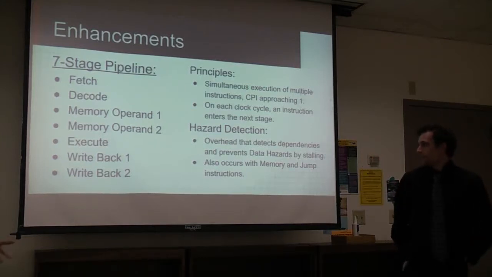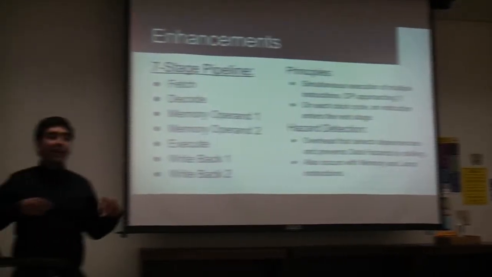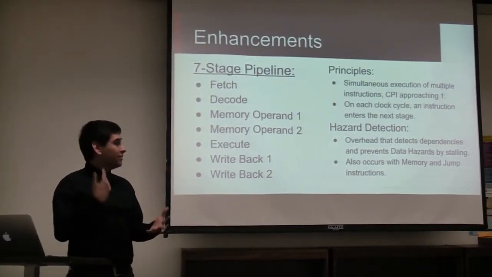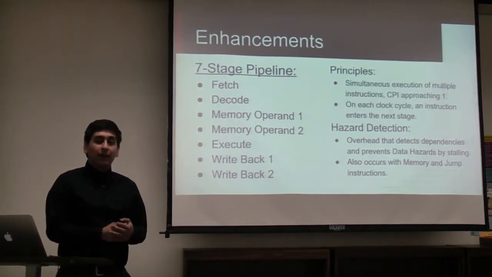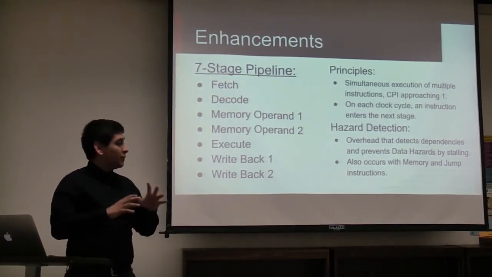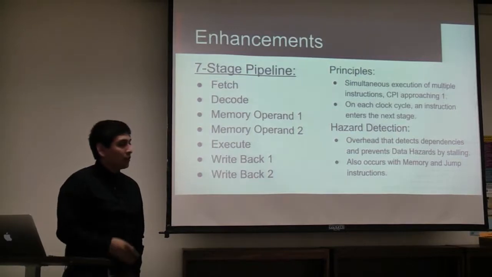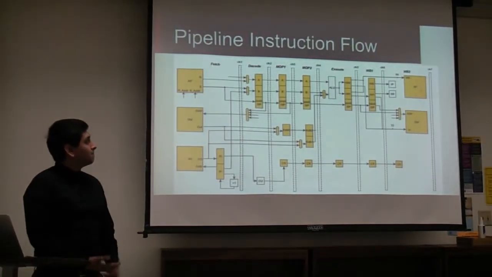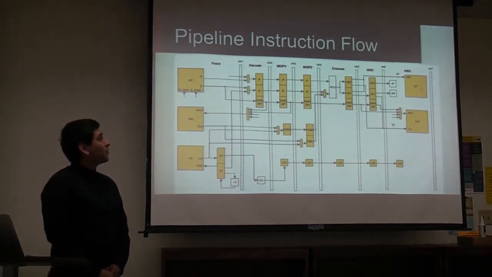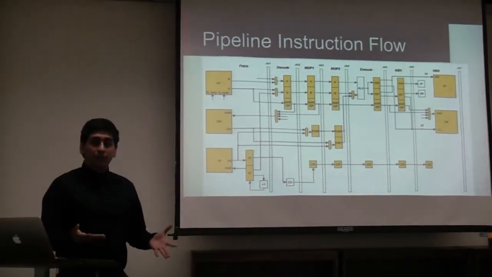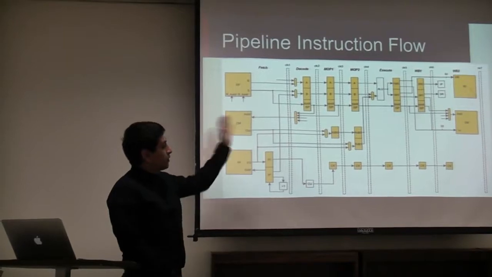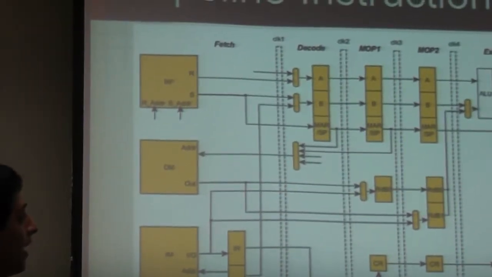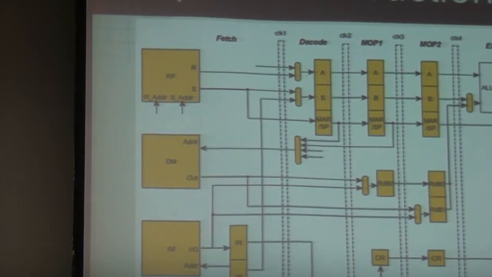And in order to get that properly working, we need to account for hazards. So we have the control unit as an overhead that detects any potential hazards between a sequence of program instructions. So I'll cover that later. So here's our pipeline instruction flow. So you can see the registers that are used in each stage. And I'm going to go into more detail about each stage.